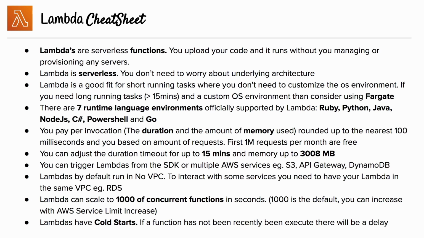You can trigger Lambdas from the SDK or multiple AWS services such as S3, API Gateway, DynamoDB. Lambdas by default run in no VPC. To interact with some services, you need to have your Lambdas in the same VPC. So, in the case of RDS, you'd have to have your Lambda in the same VPC as RDS. Lambdas can scale to 1,000 concurrent functions in a second. 1,000 is the default. If you want to increase this, you have to make an AWS service limit increase with AWS support. And Lambdas have cold starts. If a function has not been recently executed, there will be a delay.